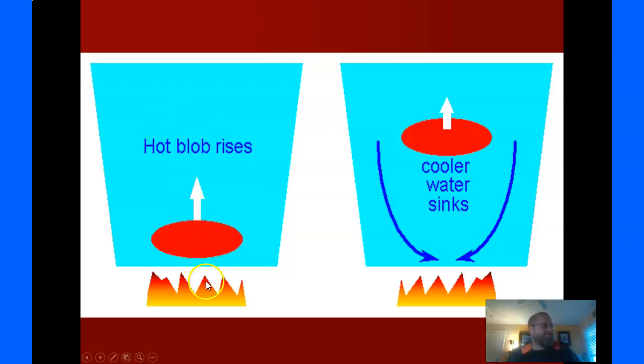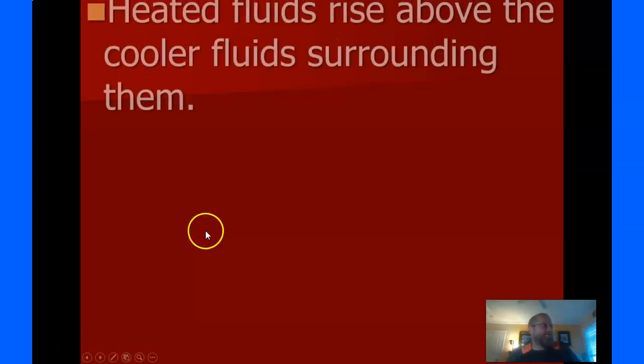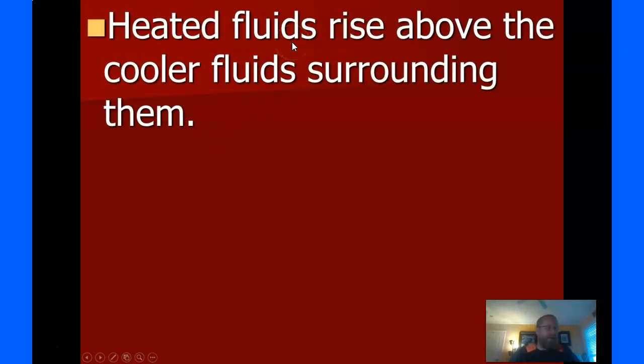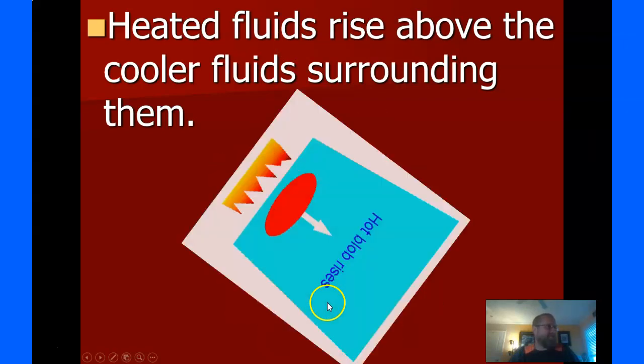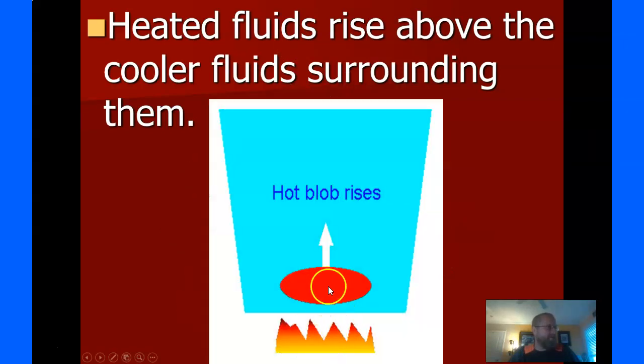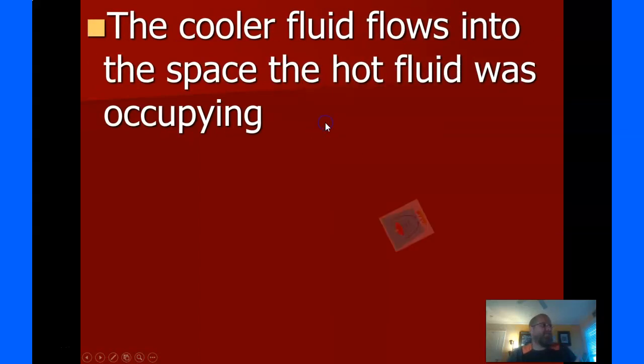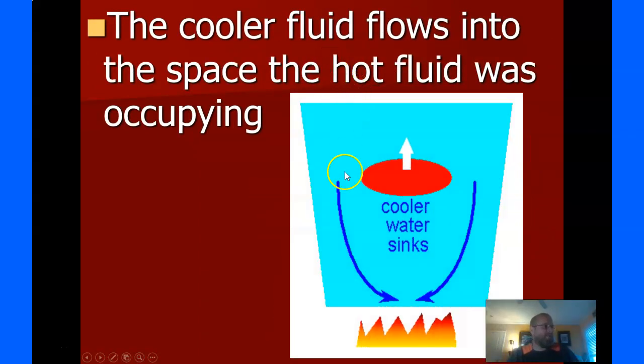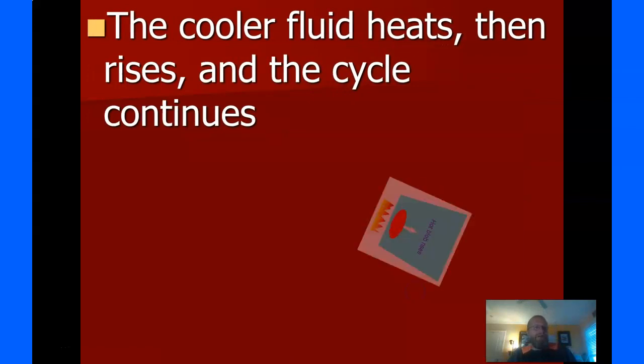But in short, as fluids are heated, hot things rise due to differences in density. And so what you have here is at the bottom of this container, the flame is heating up this liquid, and this little blob of liquid rises up. It doesn't leave a hole down here. The cooler fluid comes in from the sides, fills it in. Alright. So the cooler fluid flows into the space that the hot fluid is occupying. That's the little cold water sinking thingy. But now it's at the bottom. It's at the heat source, so it heats up. And it rises. And the cycle continues.